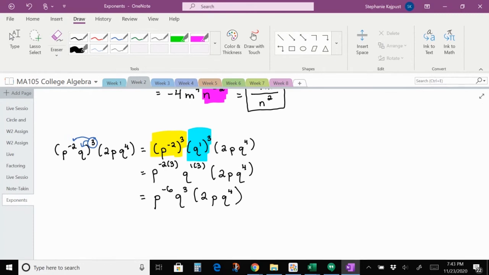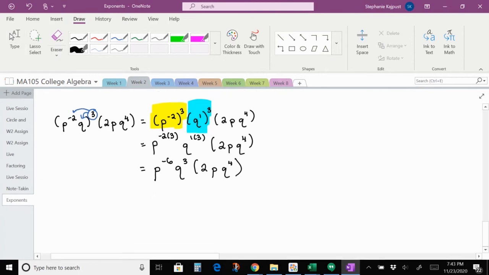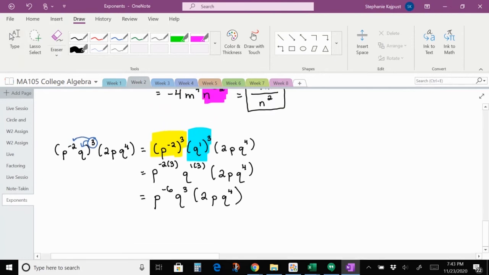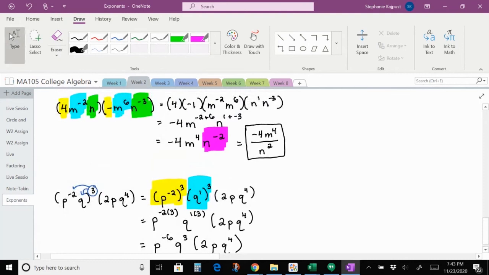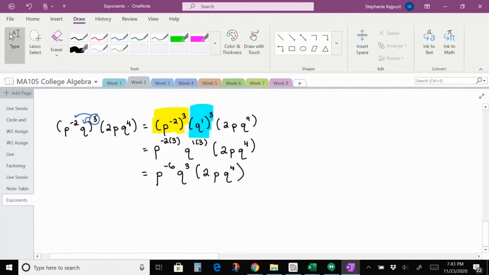Now everything here is multiplied together. And so now we want to group things together like I did on the previous problems, where you put the numbers together, your variables together, and match them up. So I only have one number here, which is 2, so that's going to go in the front. Just one coefficient. Then I'm going to group the p's together. So one has an exponent of negative 6. And one of them doesn't have an exponent, so I'm going to just write a 1 there. And then I'm going to group the q's together. So I have an exponent of 3 and an exponent of 4.